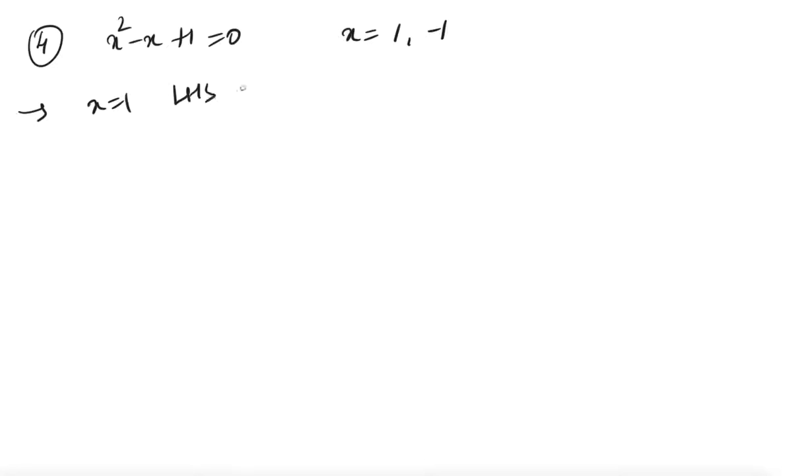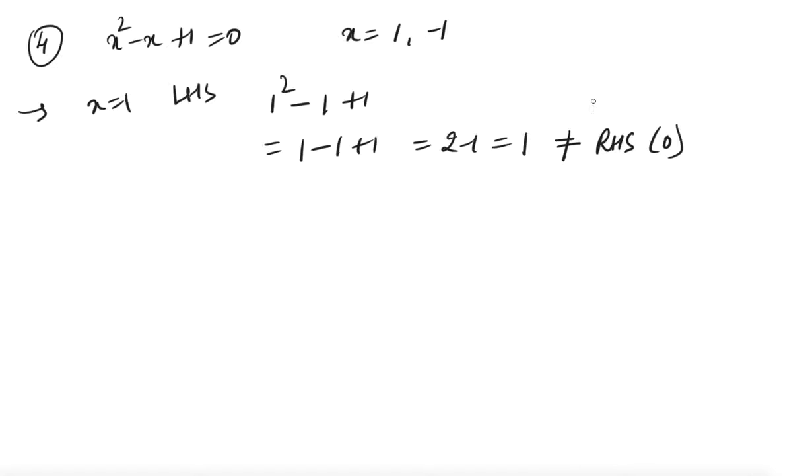So, is it clear now? Are you able to identify? Let us take a last example. Say I have the equation x² − x + 1 equals 0, and I need to check whether x equals 1 and −1 are the solutions or not. Again, the same process. Substitute x equals 1 in LHS. What do you get? 1² − 1 + 1, which is equal to 1 − 1 + 1, which is 2 − 1 equals 1, which is not equal to RHS, because RHS is what? 0. Hence, x equals 1 is not the solution.